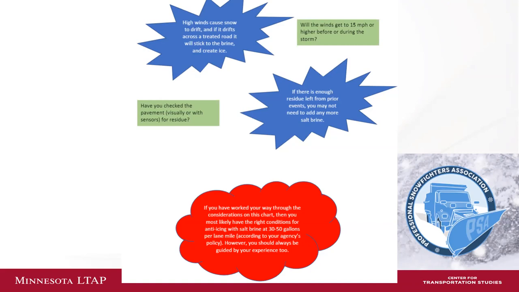So down here on the red bullet at the bottom, if you've worked your way through the considerations on this chart, then you most likely have the right conditions for anti-icing with salt brine at 30 to 50 gallons per lane mile, according to your agency's policy. However, you should always be guided by your own experience too. So take advantage of this. I think it's a good little flow chart.